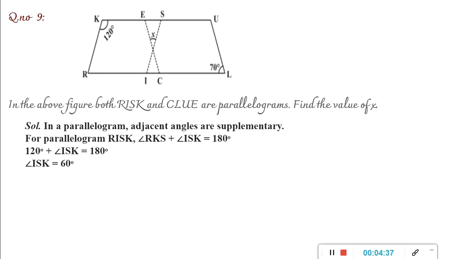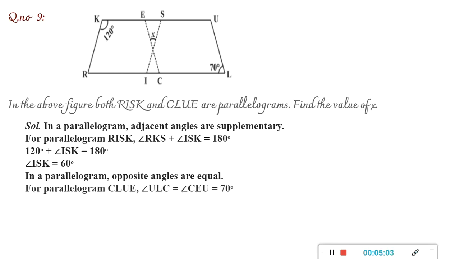How? Take the next parallelogram, that is CLUE. Here opposite angles are equal, isn't it? Angle L is given as 70 degree. The opposite of angle L is angle E. Means the full name is angle CLU, and the opposite is angle CEU. So if angle CLU is 70 degree, then angle E is also 70 degree, isn't it?